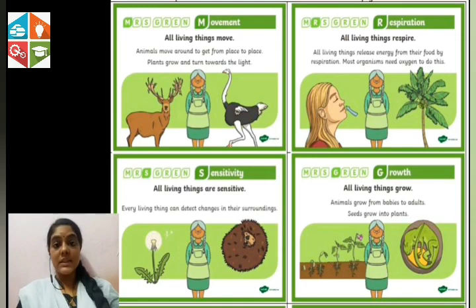The third one, S, is for sensitivity. All living things are sensitive. When there is a change in the outside environment, like when it is too hot, we say it is summer, and when it is too cold, we say it is winter. You feel the coldness and hotness, which means the body is sensitive. Then G is for growth. All living organisms in this world are capable of growing. You do not look the same as when you were born, right? You have grown up. So growth is the fourth life process.